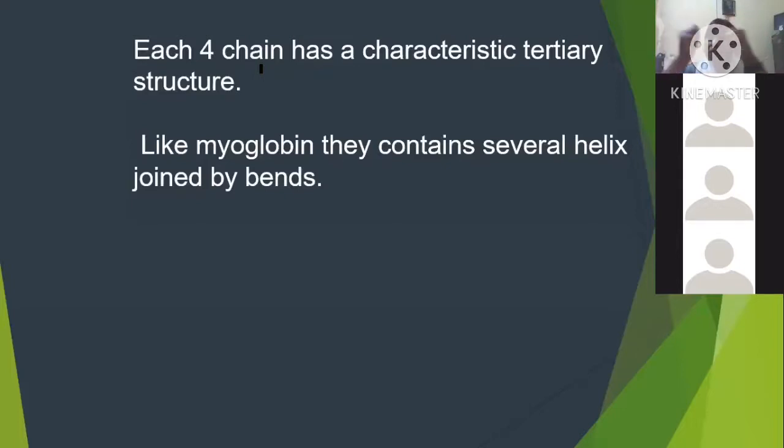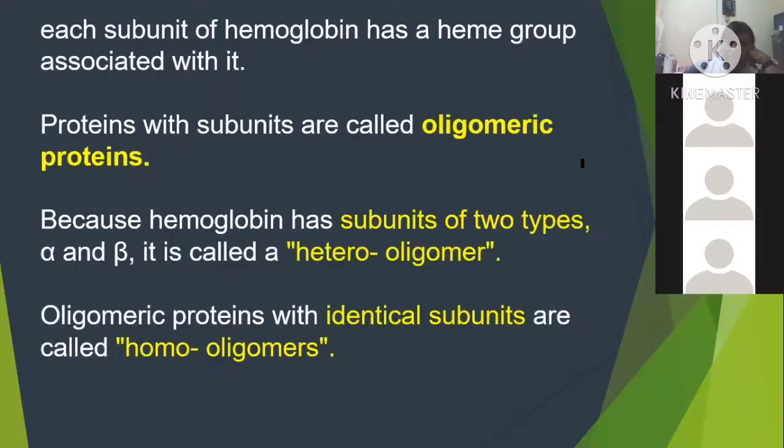Now all these 4 together, the linkage is what is referred to as the quaternary structure. The interaction between the subunits. Is that clear? When you say quaternary structure, it is how exactly the subunits are interacting with each other. Then they have to have a characteristic tertiary structure. Like myoglobin, if you have seen the structure, I have told you, it contains several helices joined by bends or random coil. The beta sheet is not present here in both myoglobin and hemoglobin. The secondary structure that is present is the alpha helix.